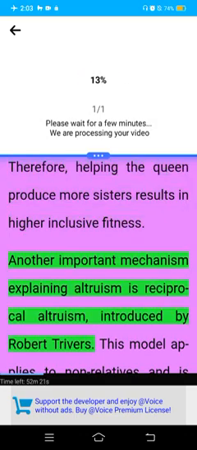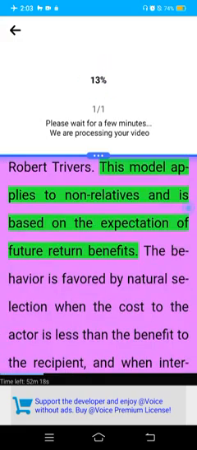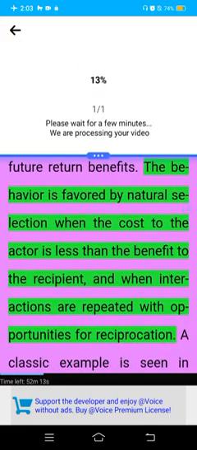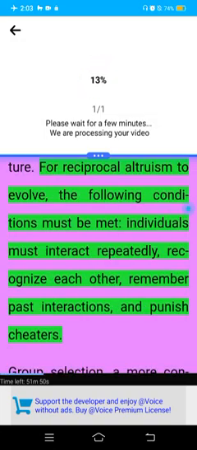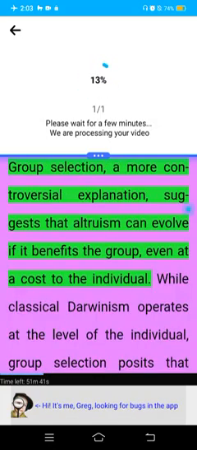Another important mechanism explaining altruism is reciprocal altruism, introduced by Robert Trivers. This model applies to non-relatives and is based on the expectation of future return benefits. The behavior is favored by natural selection when the cost to the actor is less than the benefit to the recipient, and when interactions are repeated with opportunities for reciprocation. A classic example is seen in vampire bats, where individuals share blood meals with others who have failed to feed, on the assumption that the favor will be returned in the future. For reciprocal altruism to evolve, the following conditions must be met. Individuals must interact repeatedly, recognize each other, remember past interactions, and punish cheaters.